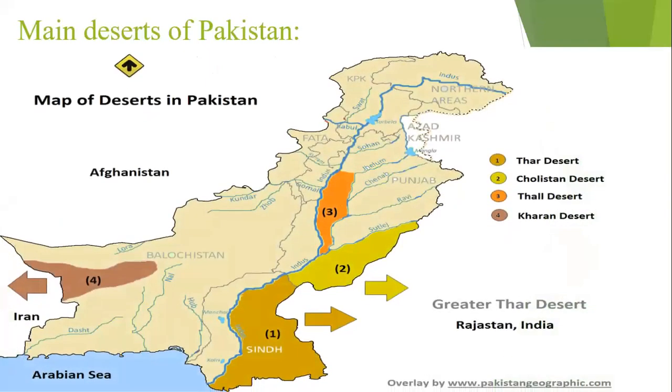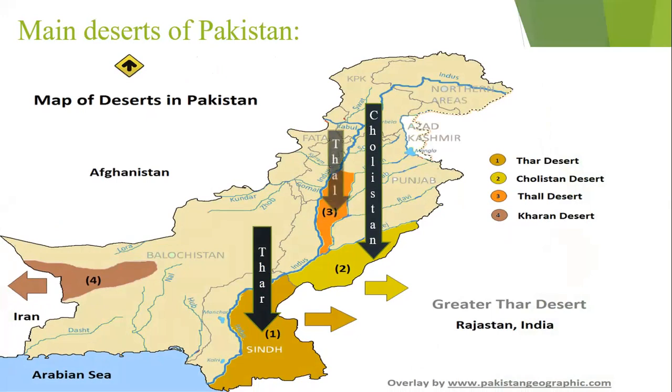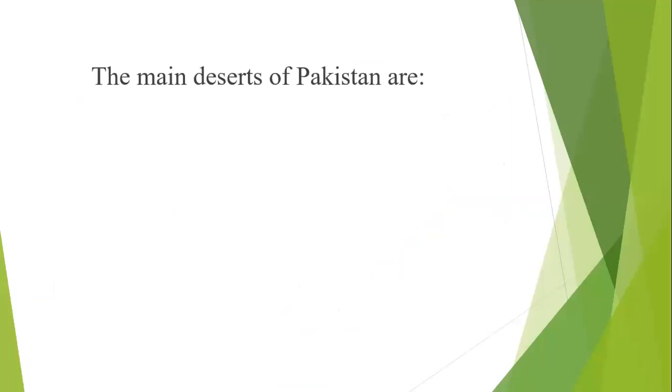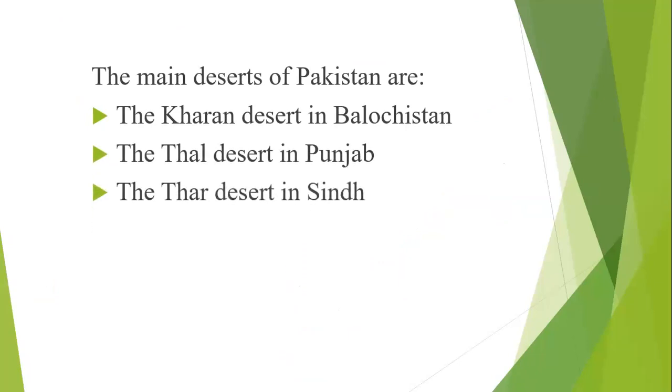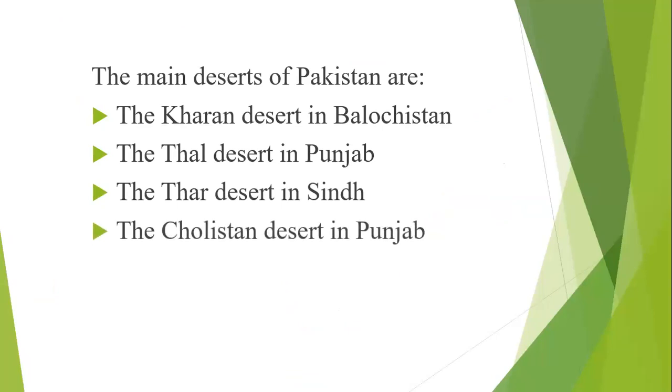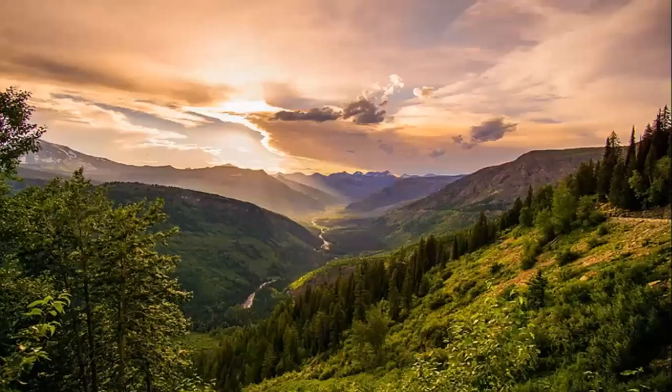So this map represents the main deserts of Pakistan. This arrow represents the Thar desert in Sindh. Cholistan desert is in Punjab. Thal desert is also in Punjab and Kharan desert is located in Balochistan. So the main deserts of Pakistan are the Kharan desert in Balochistan, the Thal desert in Punjab, the Thar desert in Sindh, and the Cholistan desert in Punjab.